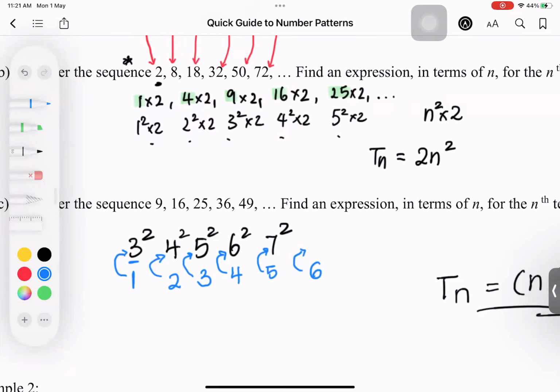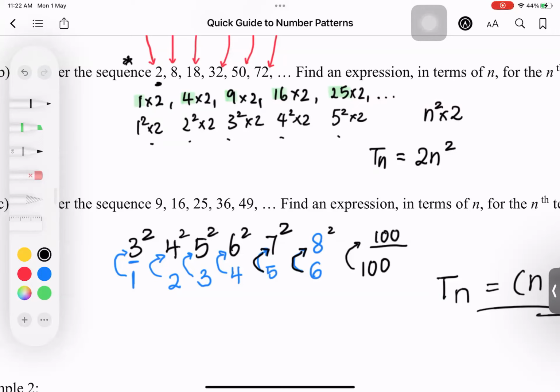8 square. 8 square. So that means if I give you my 100th term, this one will be what square? 100th term. From 6, how to go to 8? From 5, how to go to 7? 100 will go to what? 28.